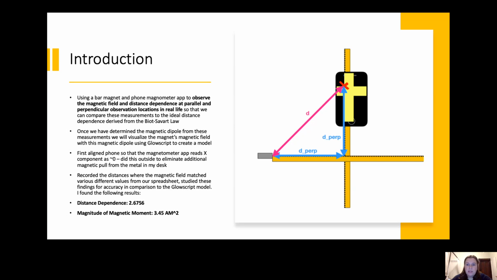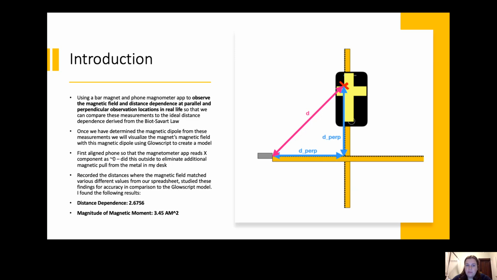This is a real-life experiment so that we can compare these measurements to an ideal distance dependence derived by the Biot-Savart law. Once we've determined the magnetic dipole from these measurements, we'll visualize the magnet's magnetic field with this magnetic dipole using GlowScript to create the model that will show this magnetic field.